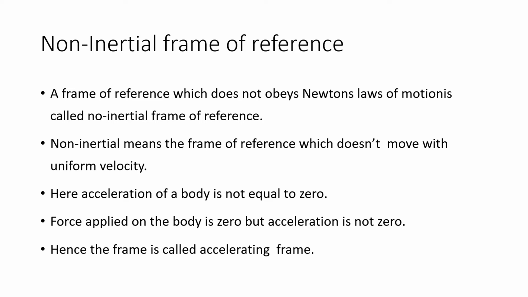It means that if we apply a force on the body and the body does not move, it means that force is 0 but the acceleration is not 0. We can have an example for it in the further slide. I will explain it. So that frame, as acceleration is not 0, is called an accelerating frame.